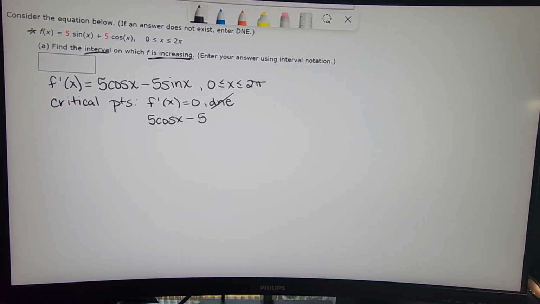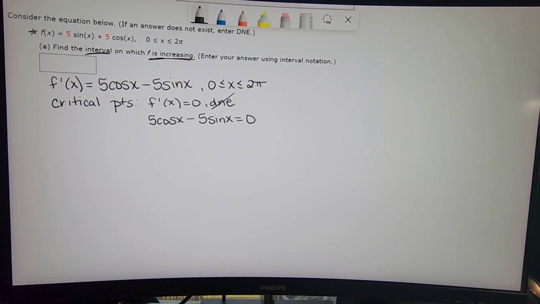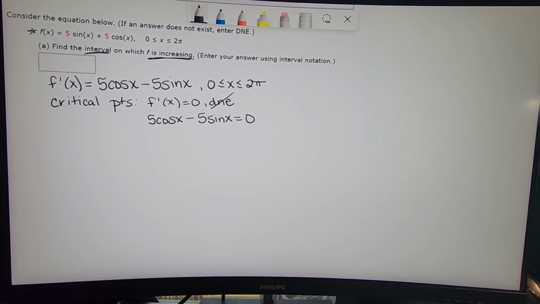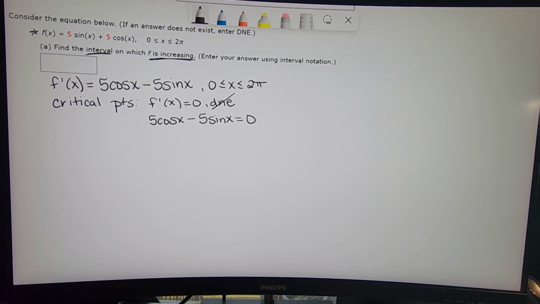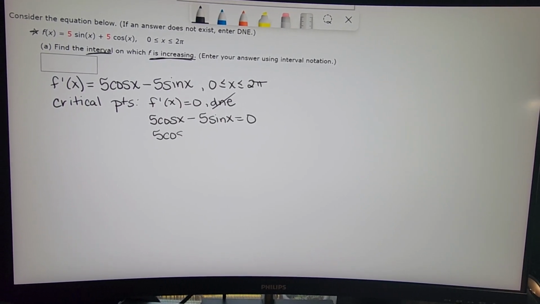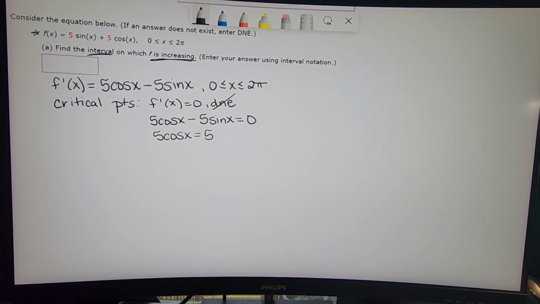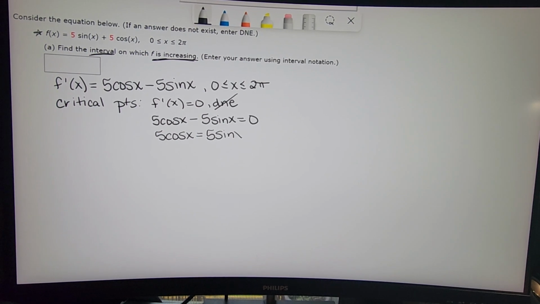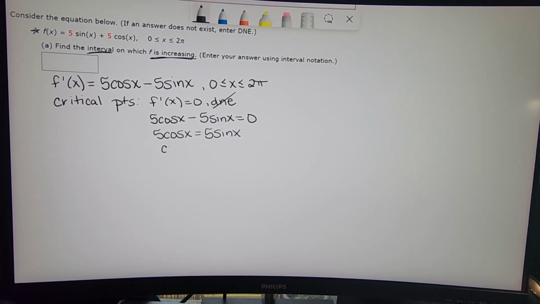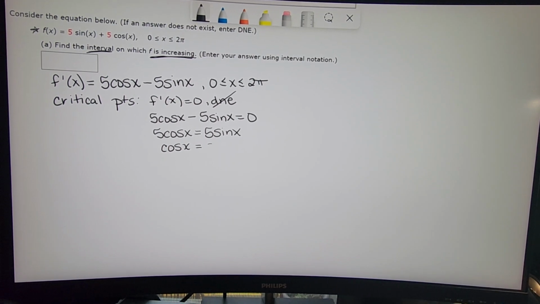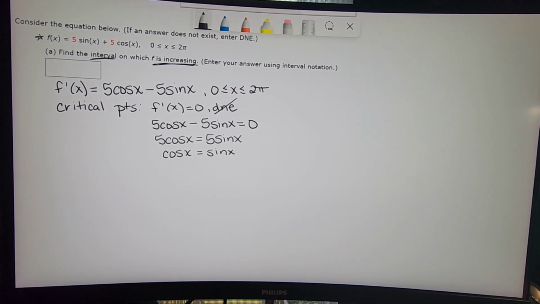So we have the 5 cosine of x minus 5 sine of x. 5 and 5 are the same constant for both, so they're equivalent in that sense. So then you can set one equal to the other and then just divide out the 5, and then you'll be left with cosine of x is equal to sine of x. And there are going to be a couple of places where they're equivalent.